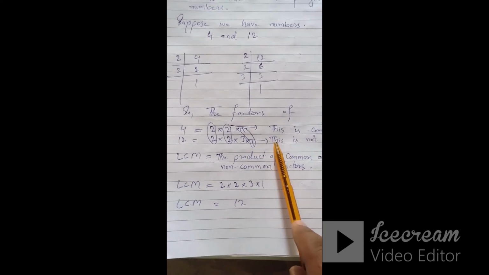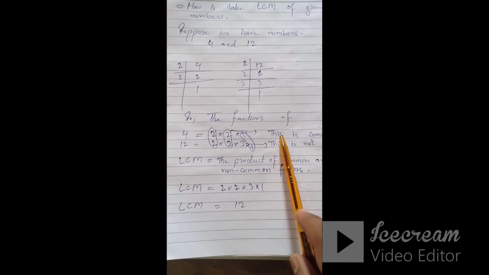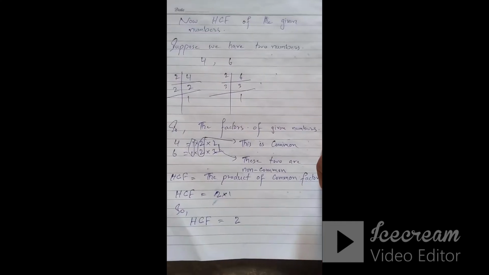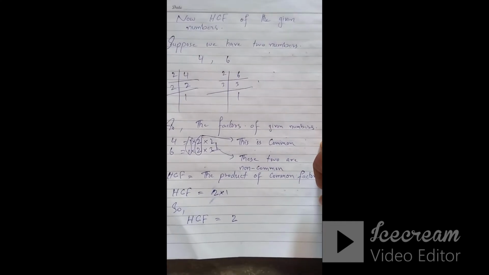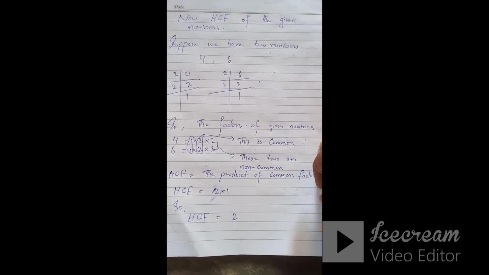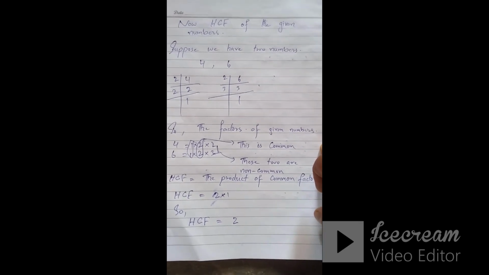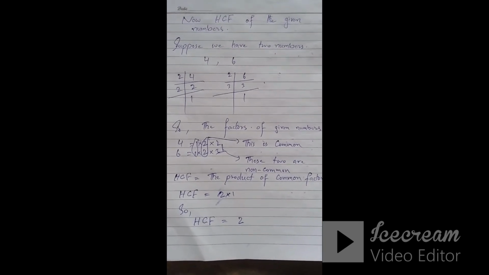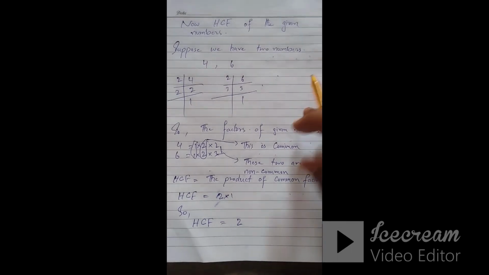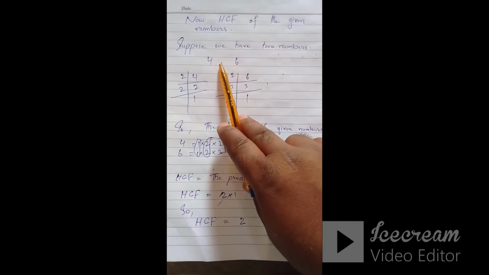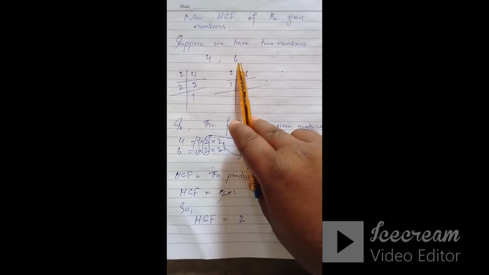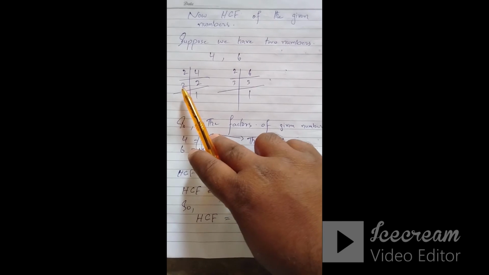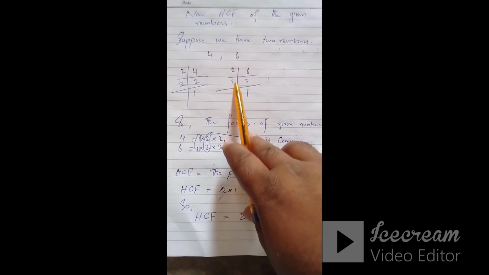Now we are going to find the HCF of the given numbers. Friends, we have learned how to find LCM. Now we are going to learn how to find the HCF of the given numbers. As with LCM, for HCF we also take the factors of the given numbers. The factors of 4 are 2, 2, 1, and the factors of 6 are 2, 3 and 1.